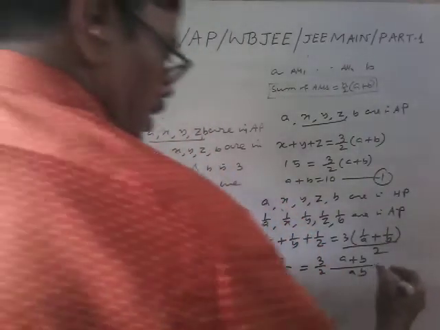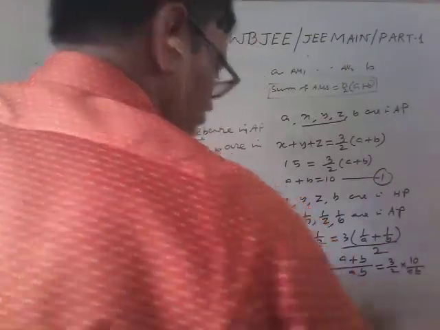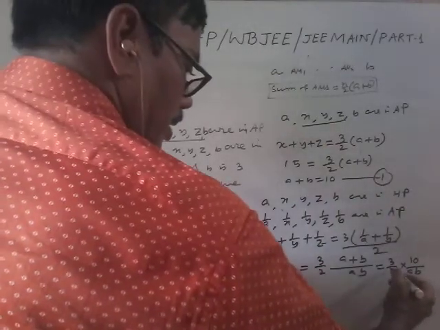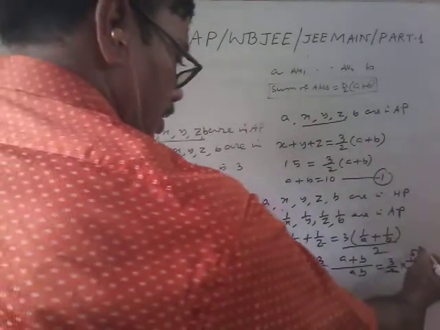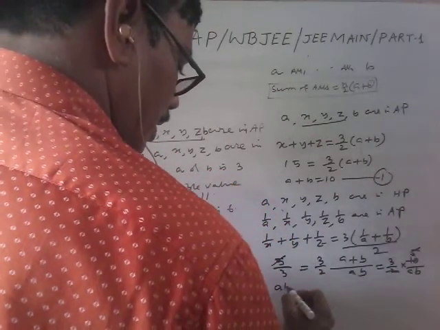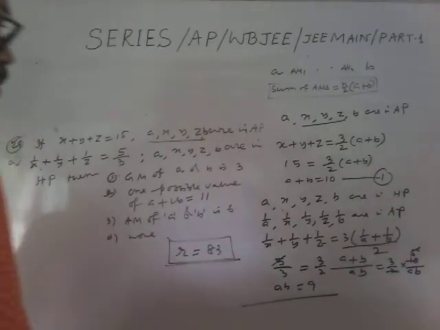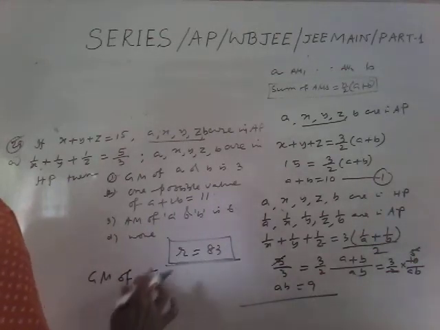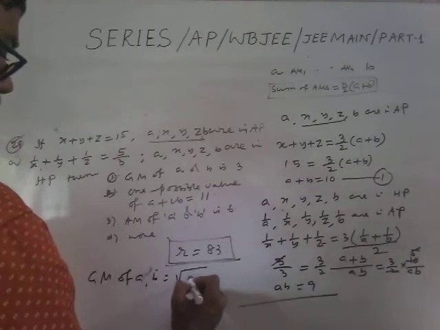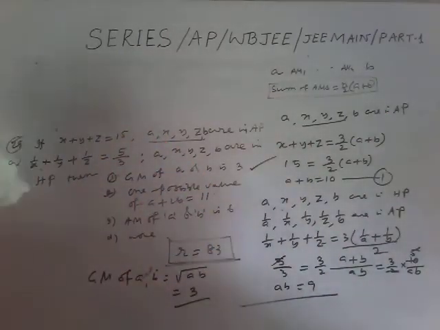Now what is a + b? a + b is 10. So 3/2 into 10/ab equals 5/3, and this 5 cancels. So what is ab? We are getting ab equals 9. Then what is the GM of a and b? GM of a, b equals root over ab. So root over ab is 3. So option 1 is correct.